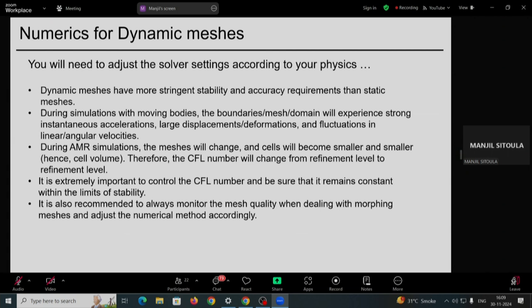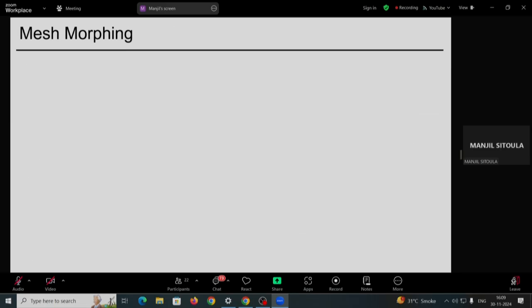So it is always recommended to keep it below the threshold value by adjusting the time steps and using adjustable time steps. Also in morphing mesh, we need to monitor the mesh quality, because when the mesh deforms, the skewness and non-orthogonality change. So we should keep all of these below the threshold value and monitor them during our simulation. And dynamic meshes are very unsteady and computationally expensive.